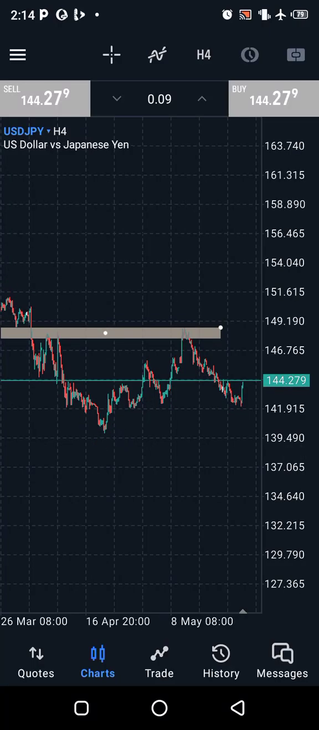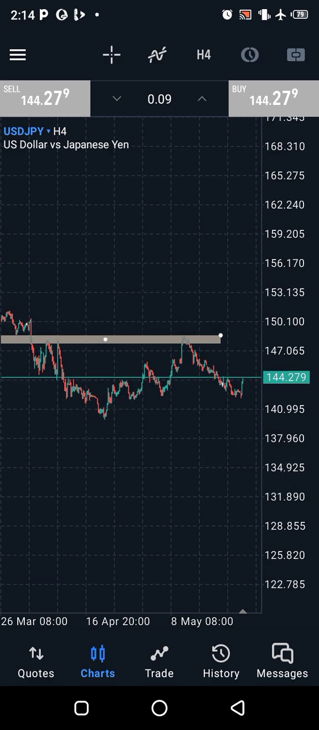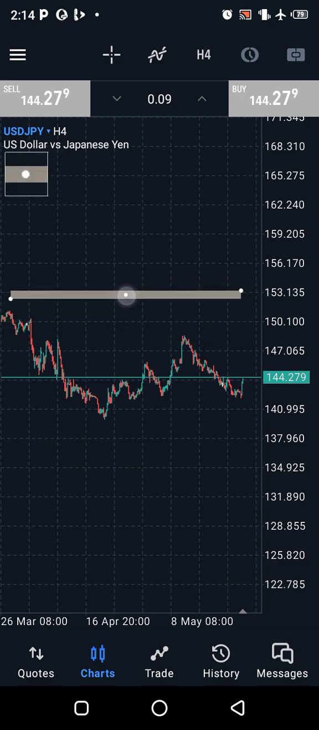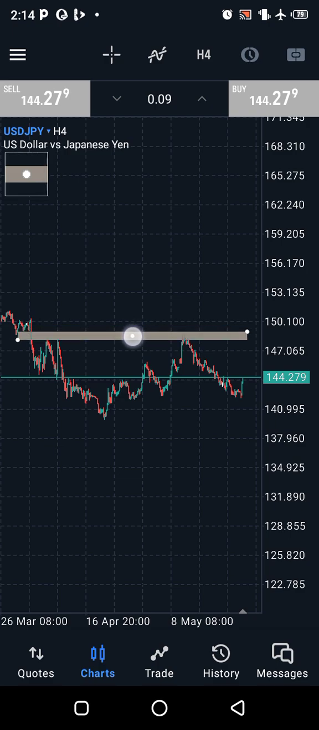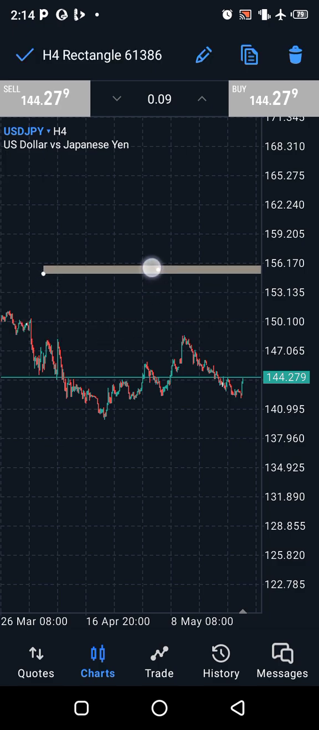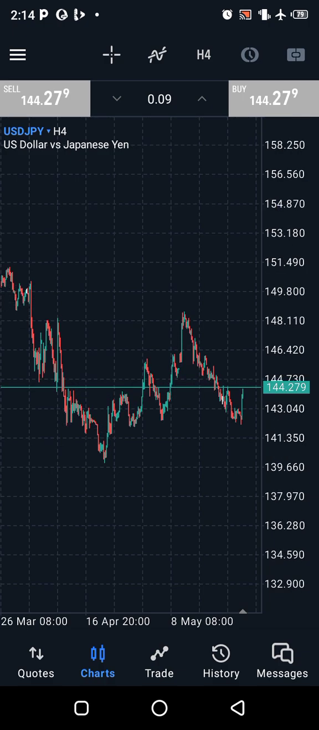So someone asked me about what strategy I use. Well, for most pairs, I usually use the supply and demand strategy. All I'm looking for are areas of extreme supply, and then I just put my shadow zone. So for instance, I'm just going to remove this and I'll show you what I mean.